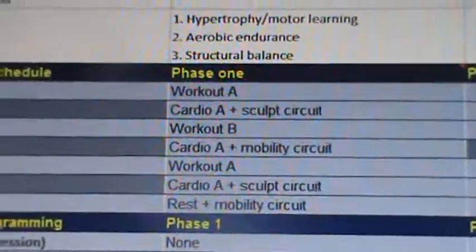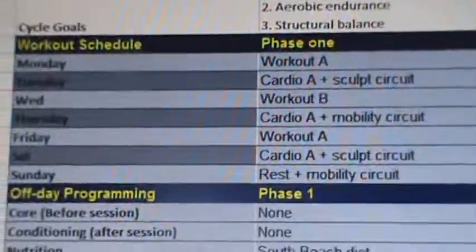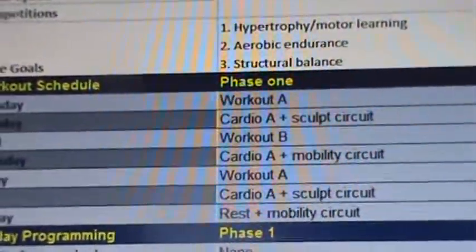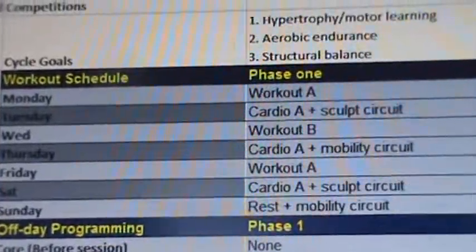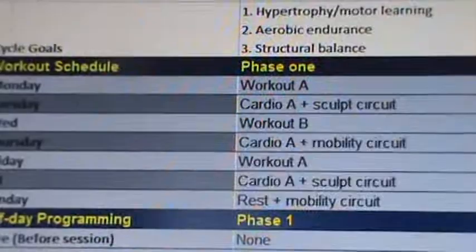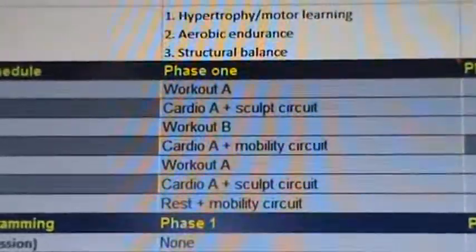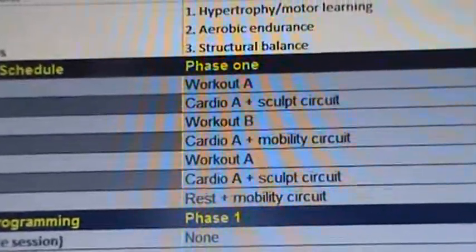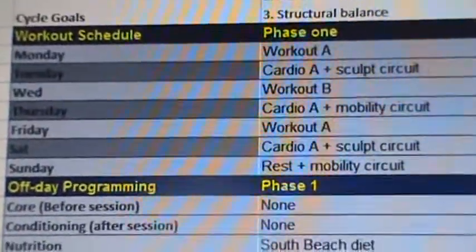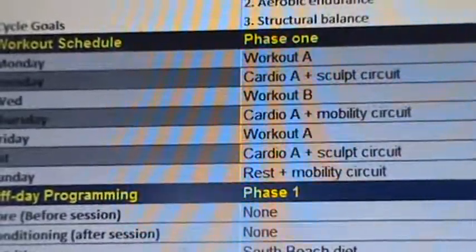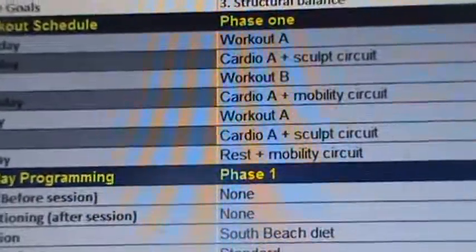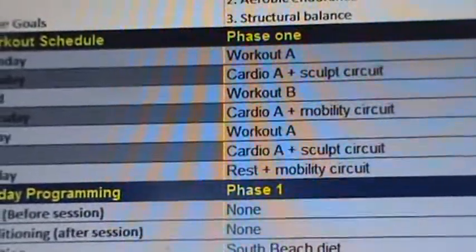Once I set those basic goals, I'm going to set a training schedule to make that happen. In this case, I'm working out 3 days a week. I'm going to plug my workouts into Monday, Wednesday, Friday, so I know that I'm strength training 3 days a week, and I'm doing cardio A and a sculpt circuit for my extremities on Tuesdays. On Thursdays, I'm doing cardio A again with a mobility circuit, and on Saturdays, I'm doing the same cardio workout with a sculpt circuit. Generally, this is going to be running for 20 to 30 minutes.